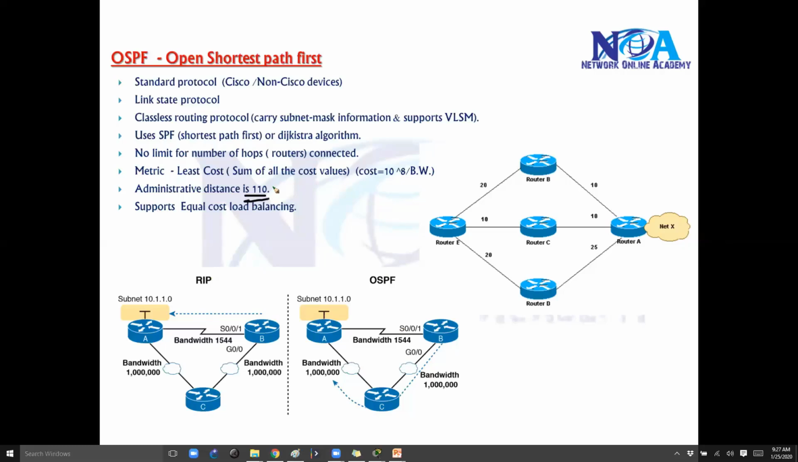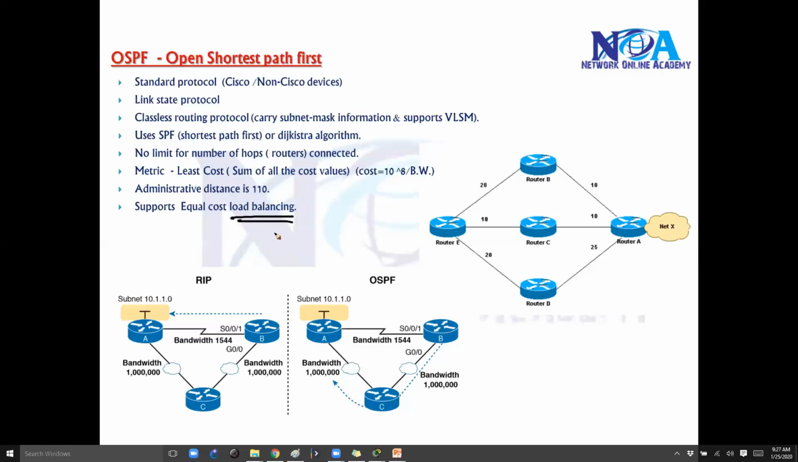There is also something called administrative distance. Every protocol has a default administrative distance, and the default for OSPF is 110. As we have seen, administrative distance is the trustworthiness of the information received by the router.